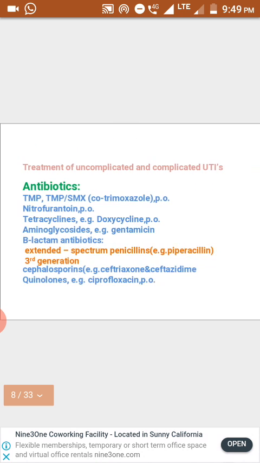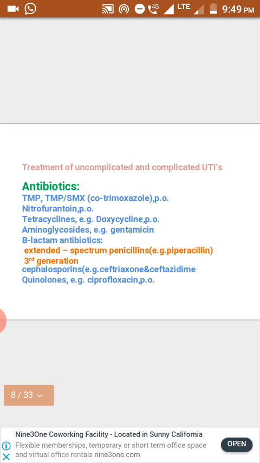Next is the treatment. Generally, the main cause is bacteria, so you can use antibacterial drugs. What are the drugs used for the treatment of urinary tract infections? Antibiotics, especially sulfonamides and folic acid antagonists like cotrimoxazole, then nitrofurantoin, tetracyclines like doxycycline, aminoglycosides like gentamicin, and beta-lactam antibiotics.